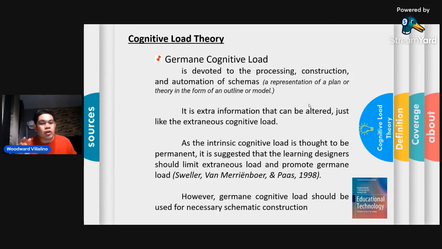a good representation of a plan, or a model, or an outline, so that it would be accepted by the learners as information which is useful to them and could possibly go to their long-term memory and not just be a waste of learning.